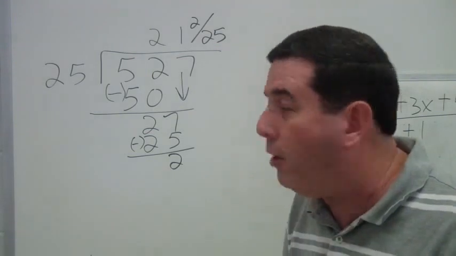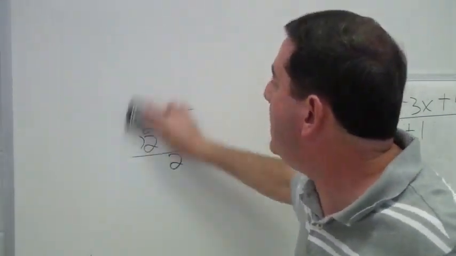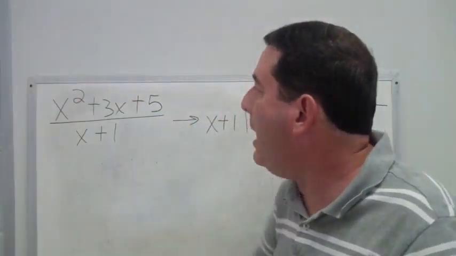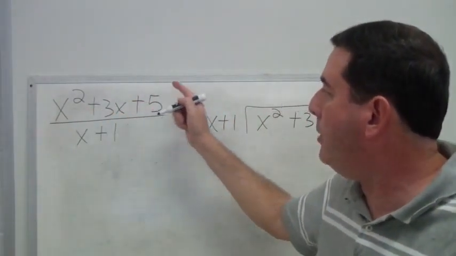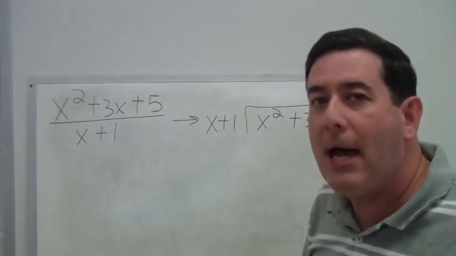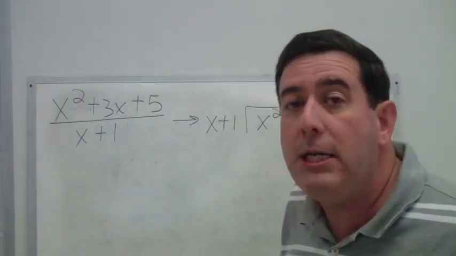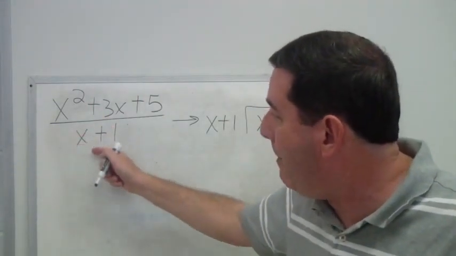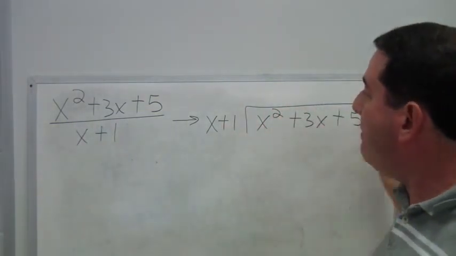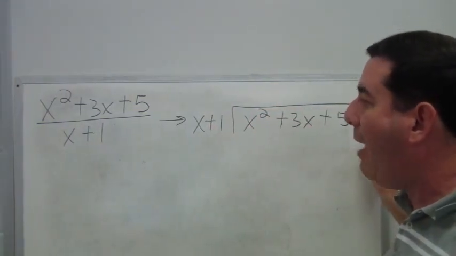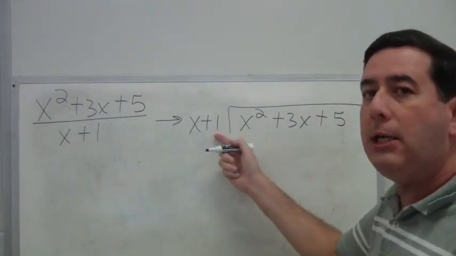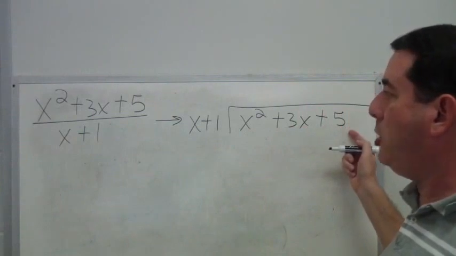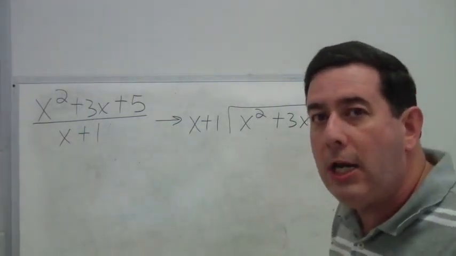Now that we've seen it with arithmetic, let's look at one that is an algebraic expression to divide. Here, if we are taking x squared plus 3x plus 5 and dividing it by x plus 1, the first thing we need to know is how to set up our division problem. The stuff that is in the denominator of the fraction, that's our divisor. So we put it on the outside of our division box. The stuff that is the numerator goes on the inside of our division box. So now we're ready to try to divide.